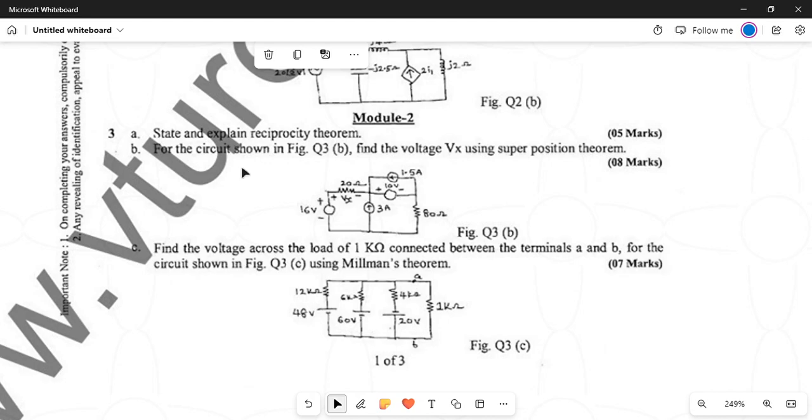So once again we are back with another good video based upon circuits and controls. In the case of circuits and controls, we are once again back with a superposition theorem problem. I just told you that we have a problem based on finding the voltage Vx using superposition theorem. So this is the problem.